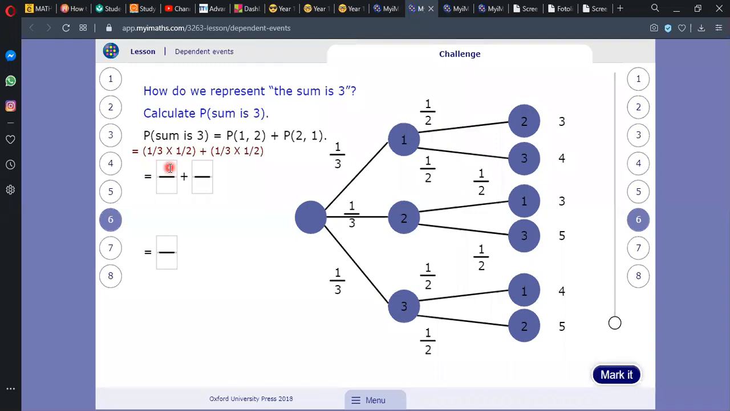So if you multiply this, you should expect to have 1 over 6, and here also 1 over 6. And then when you add them together, you expect to have 2 over 6, which is 1 over 3. And you mark that all correct. Well done. So guys, that is how this goes. Very interesting. Moving on.